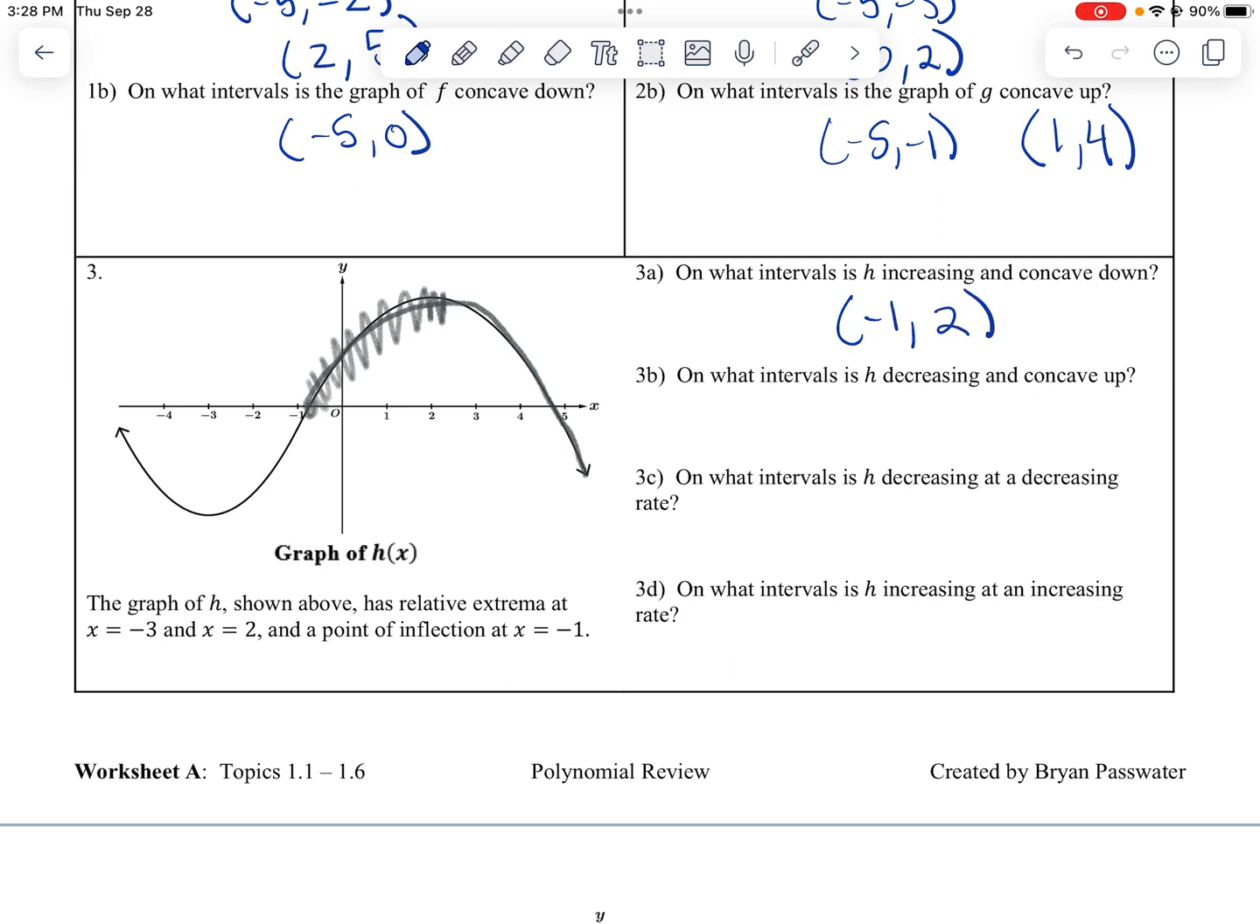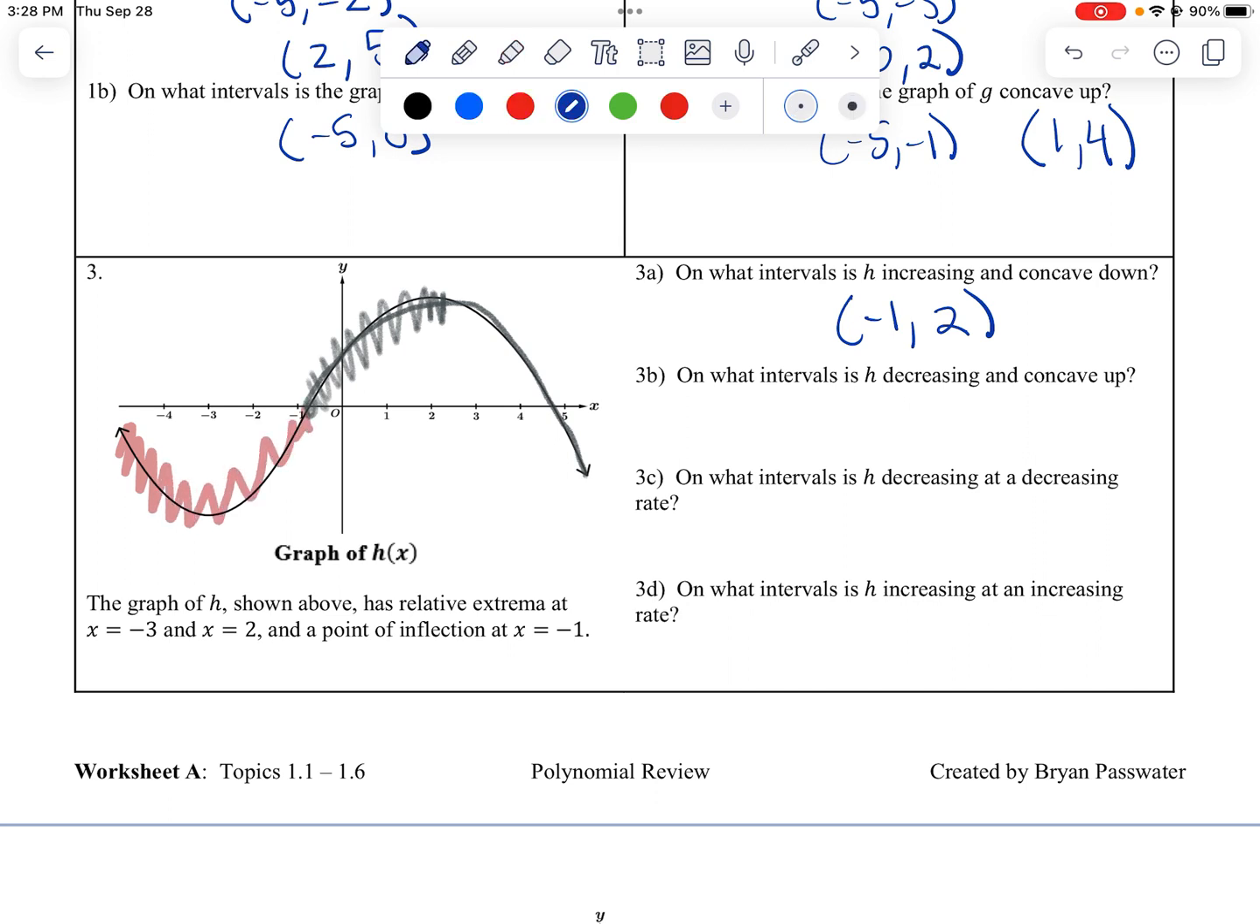Where is it decreasing and concave up? So where is it concave up? Would be right here. And then where is it decreasing? Would be from right here. So from -infinity to -3.